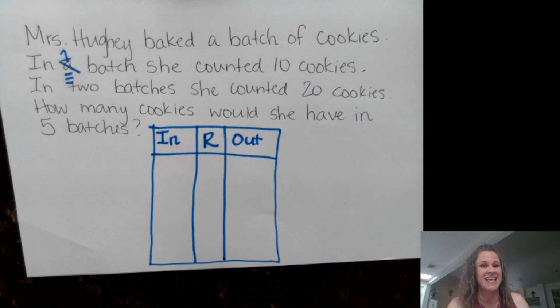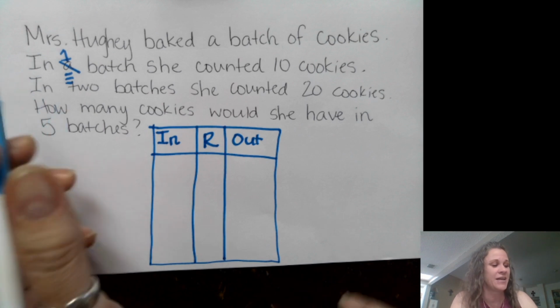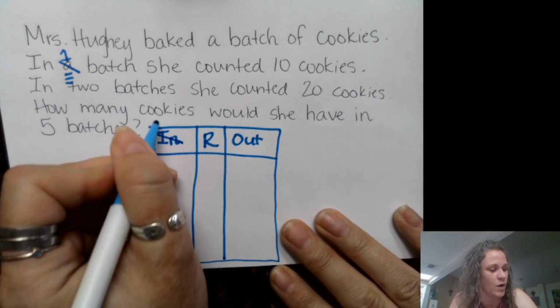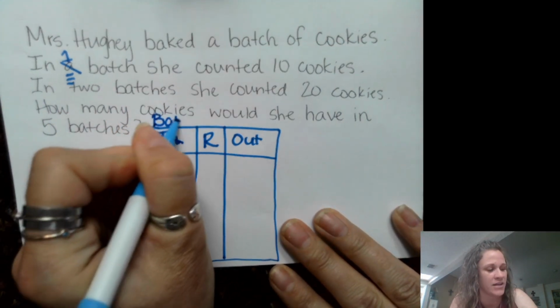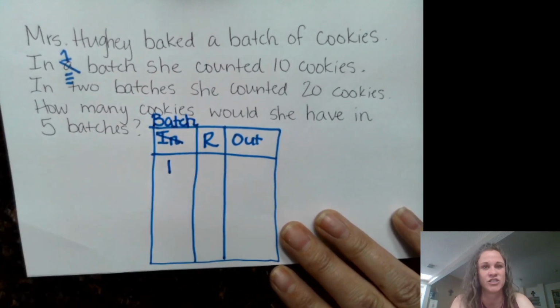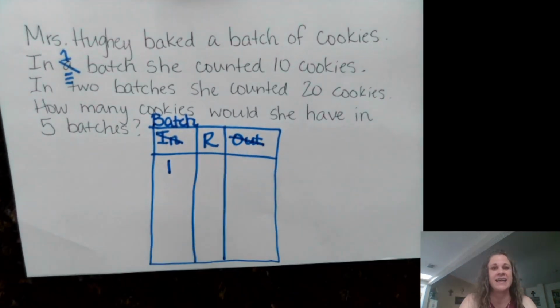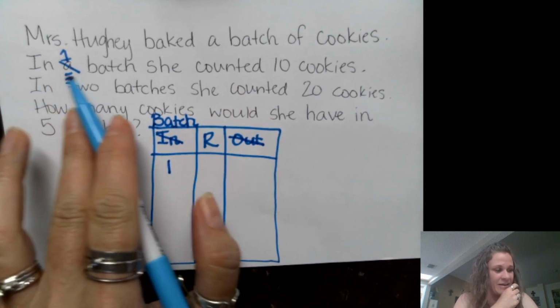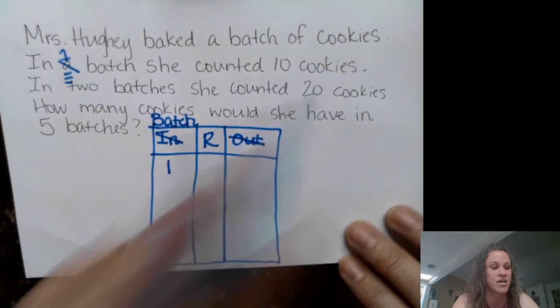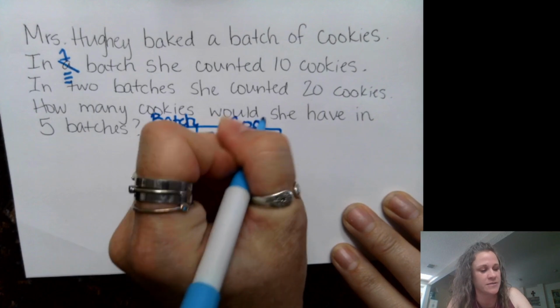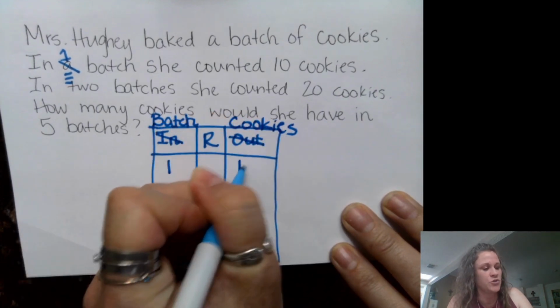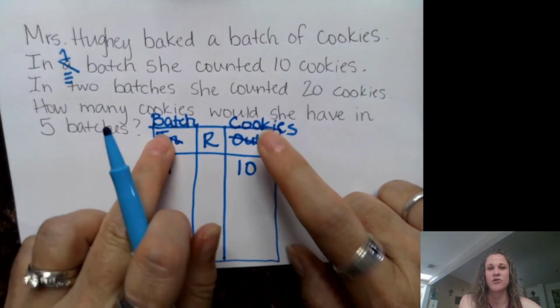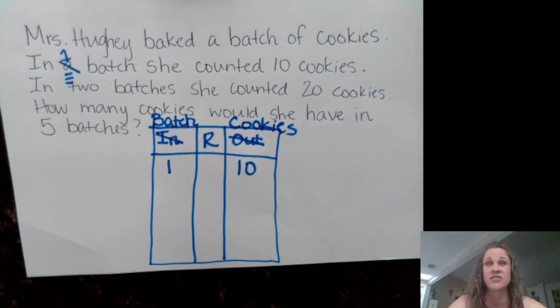So notice that in and out, I can leave that there, but I can also do this. Well, I know she's making a batch, and we know a batch is 1. And I know in that 1 batch, because it says right here, in a batch, she counted 10 cookies. So I know this could be cookies. So you will not always see in and out. You will see other things, batch, cookies. You'll also see letters like X and Z, M, P and Q. You know, there's just all kinds of stuff you could put for those labels there.